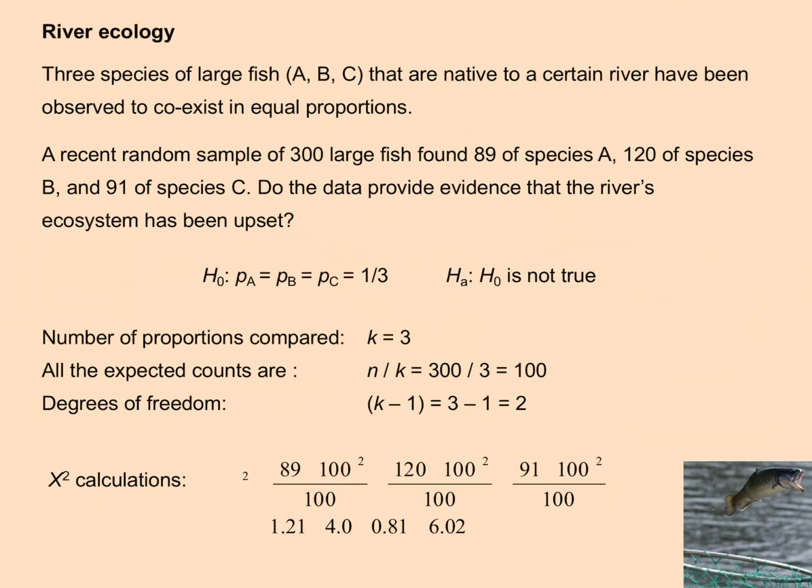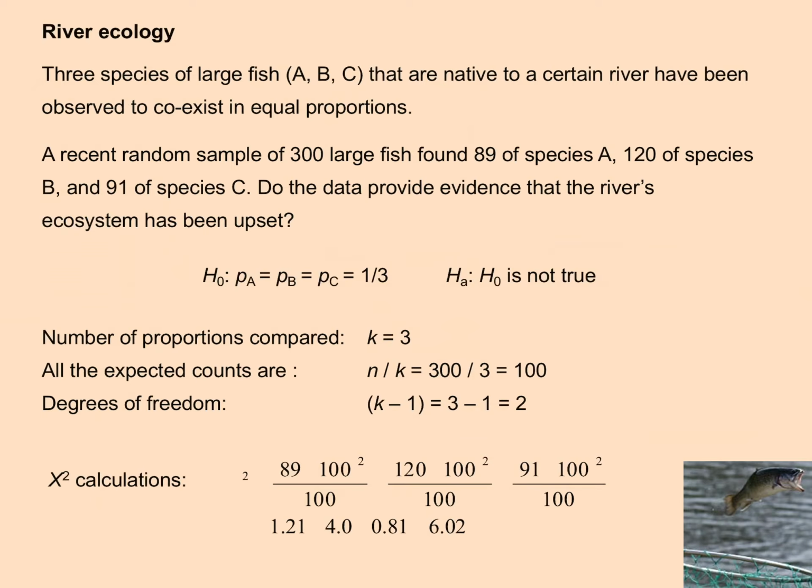Let's look at another example. So, river ecology. Three species of large fish, A, B, and C, we'll call them, that are native to a certain river have been observed to coexist in roughly equal proportions. A recent random sample of 300 large fish found 89 of species A, 120 of species B, and 91 of species C. Do these data provide evidence that the river's ecosystem has been upset, in the sense that these proportions are not what we would expect if the river ecology is normal?